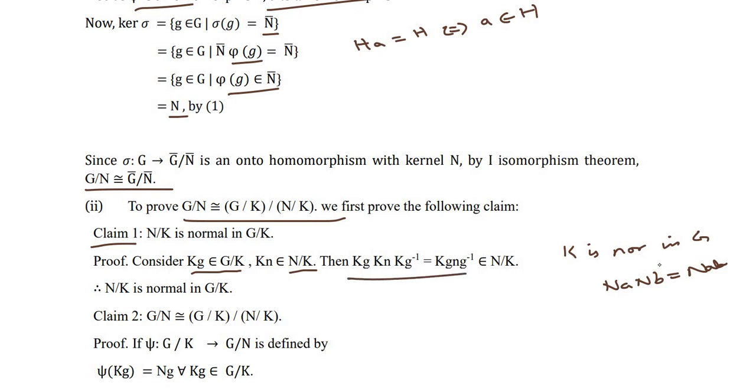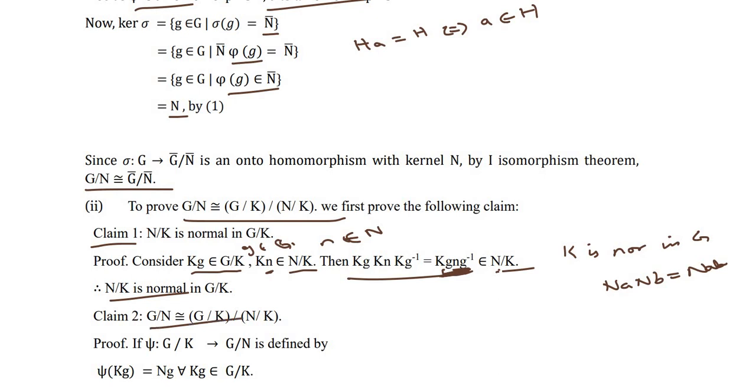So you have K, g n g inverse, and this is a member of N. Why is it a member of N? Because small n here is a member of capital N, and small g is a member of capital G, and capital N is normal in G. So we conclude that g n g inverse is in N. So this is in N, and you can write this as a member of N mod K. So what is required, we have got: N mod K is normal in G mod K.